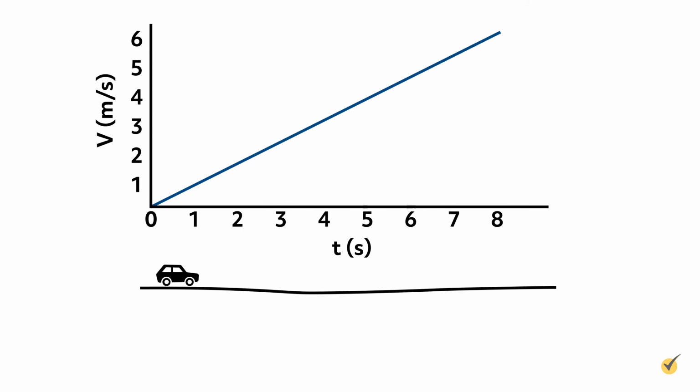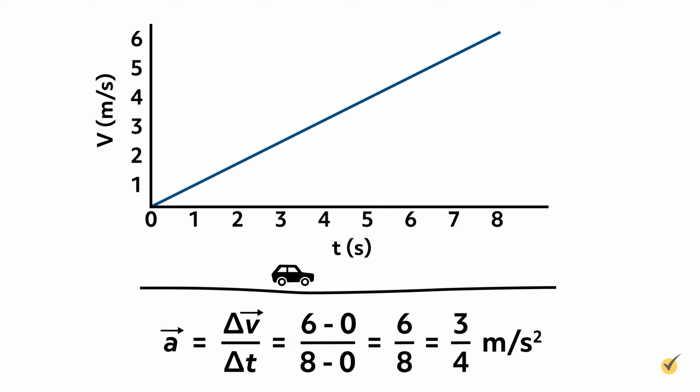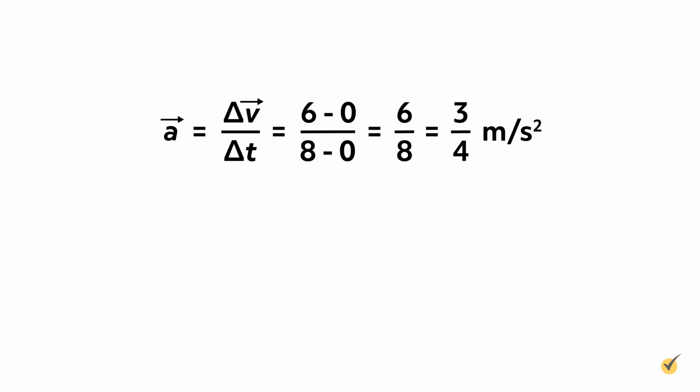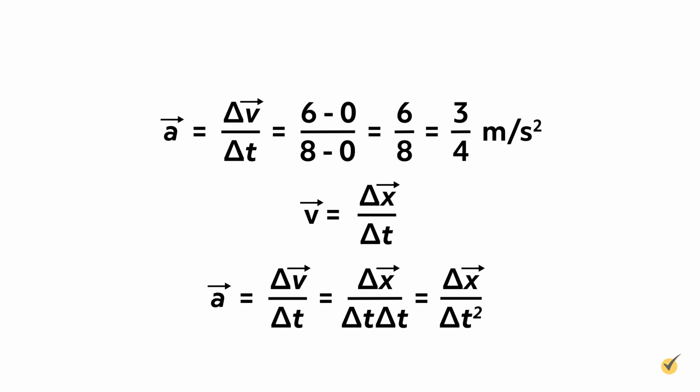Let's use the graph to calculate the acceleration of a car moving at a constantly changing speed. If we write the definition of acceleration and then plug in the numbers, we can find that the average acceleration is equal to 3/4 meters per second squared. Notice the units of seconds squared in the denominator. This unit comes from the fact that v equals delta x over delta t. When we substitute that expression for velocity into the acceleration equation, we get time squared in the denominator. Sometimes it is said meters per second per second, which implies a change in the velocity of some meters per second every second.